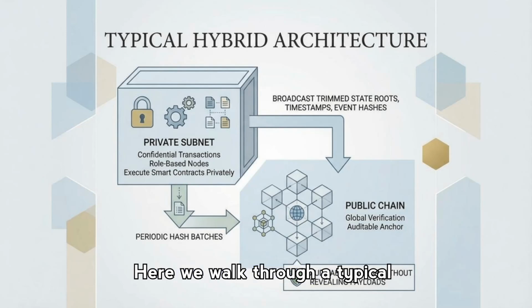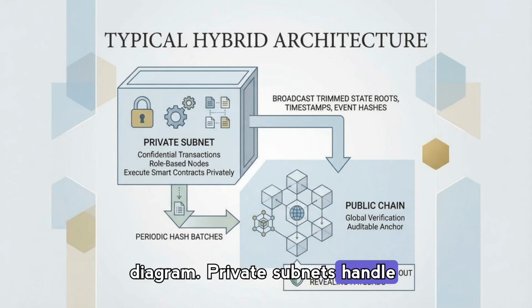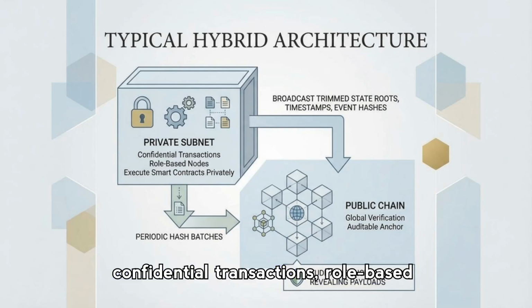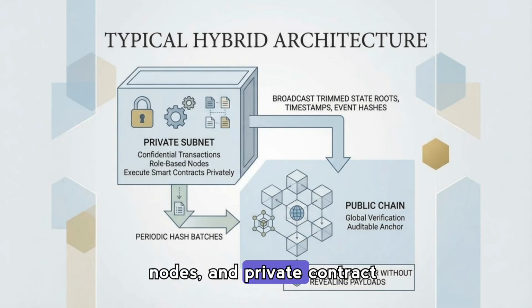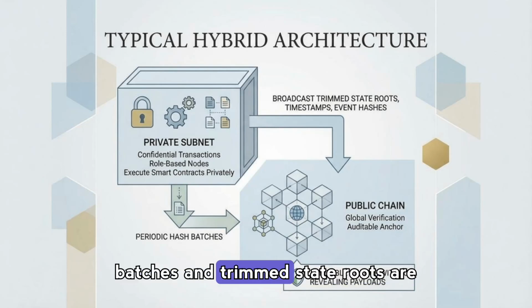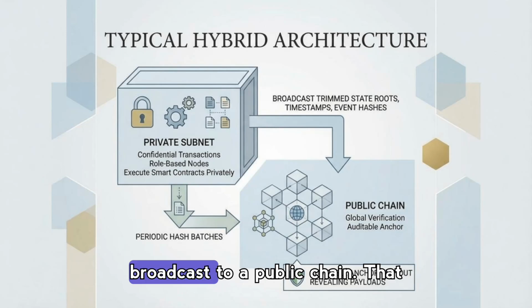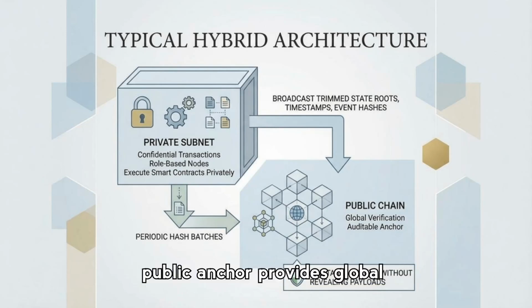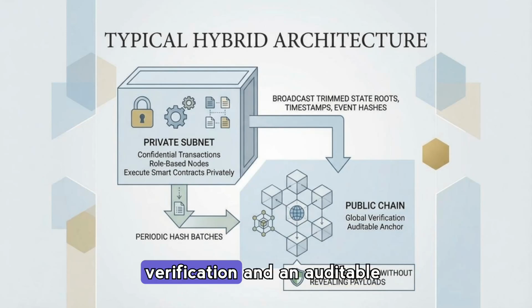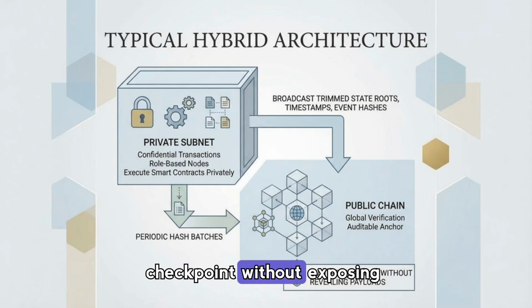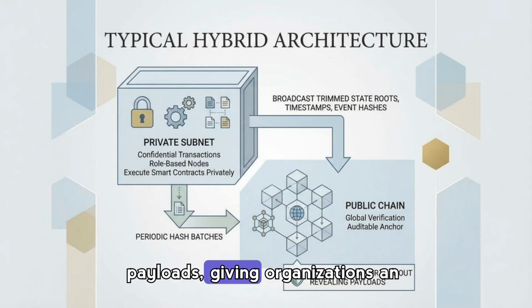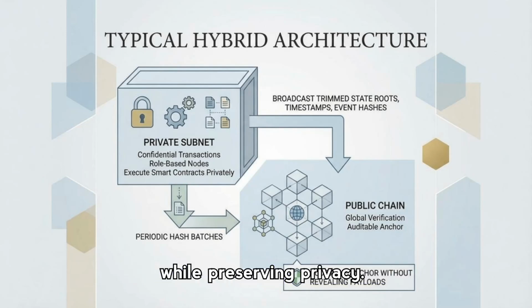Here we walk through a typical hybrid architecture shown on the diagram. Private subnets handle confidential transactions, role-based nodes, and private contract execution, while periodic hash batches and trimmed state routes are broadcast to a public chain. That public anchor provides global verification and an auditable checkpoint without exposing payloads, giving organizations an auditable link to the public ledger while preserving privacy.